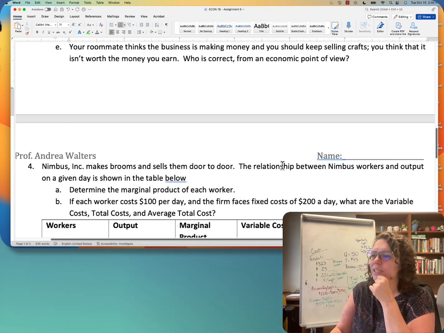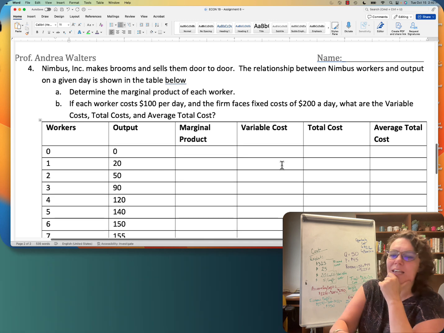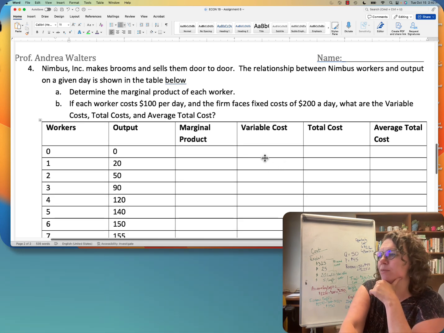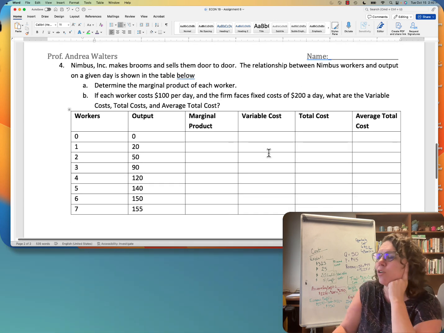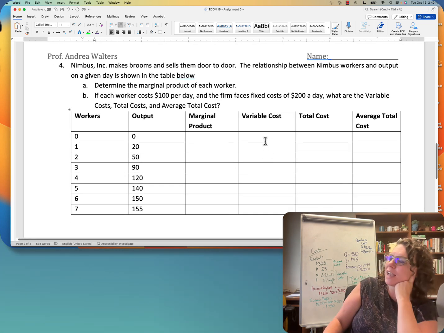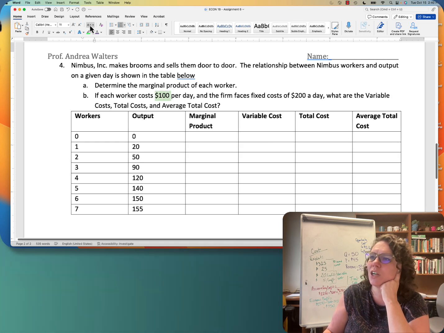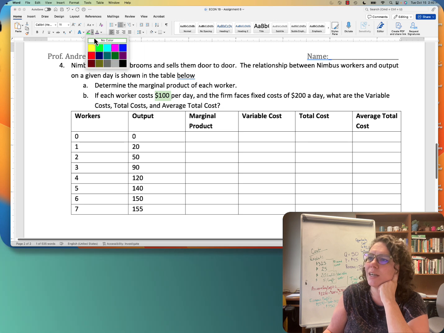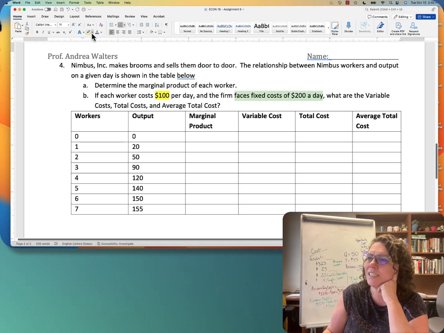The next homework assignment question is number 4, looking at producing brooms. So Nimbus makes brooms and sells them door to door. We have the marginal product, variable cost, total cost, and average cost we want to determine. We say that it costs $100 a day to hire a worker. So let's go ahead and highlight that for us. And there are fixed costs of $200 a day.